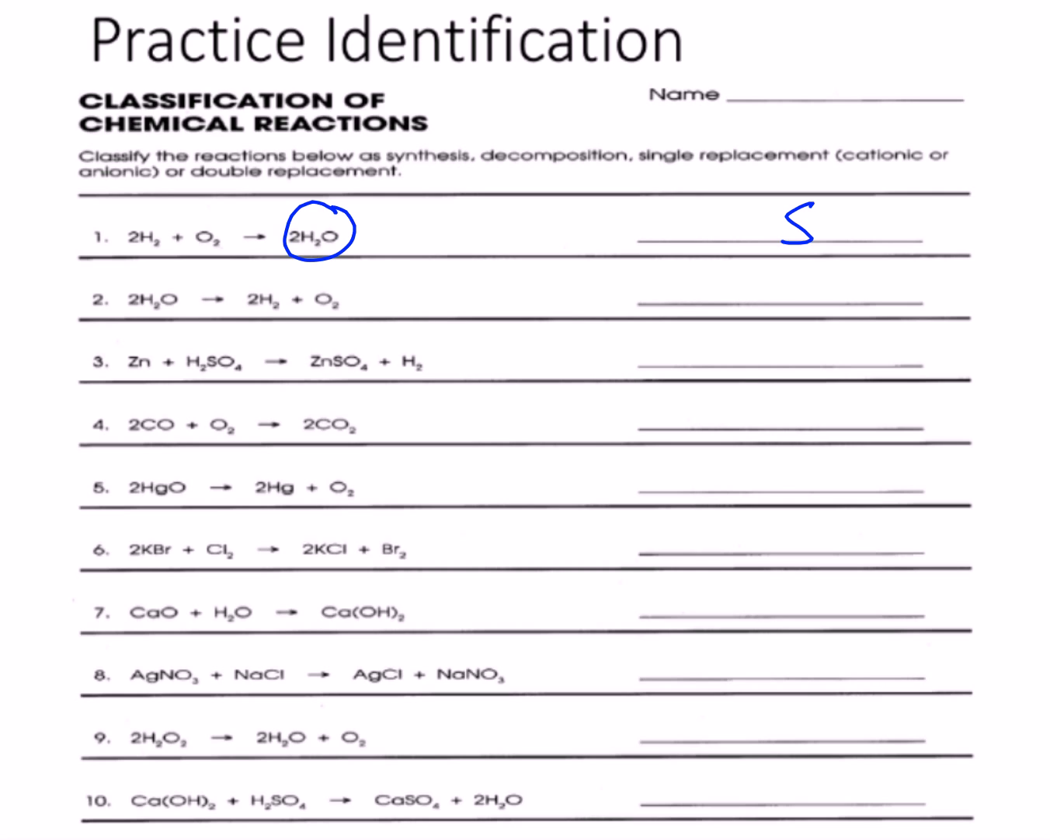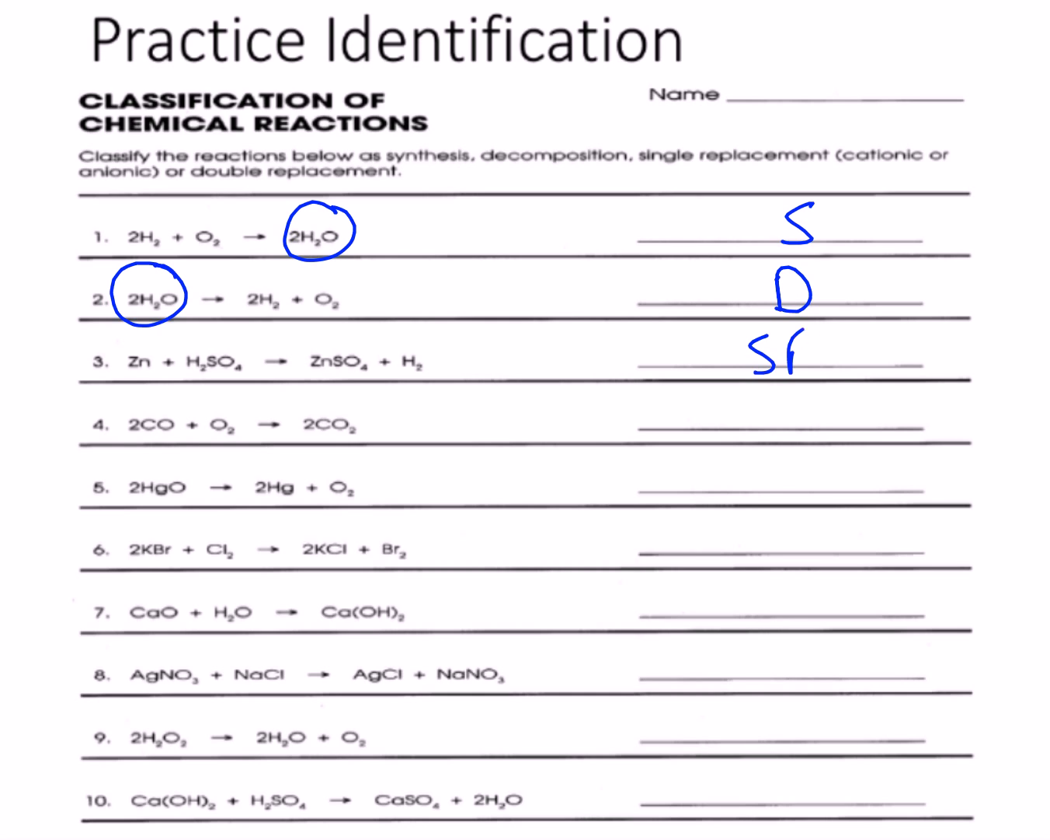Number 2, what type is it? Decomposition. Why? One reactant. So synthesis, guys, and decomposition, they're opposites. Synthesis is one product. Decomposition is one reactant. Number 3, what type do we have?